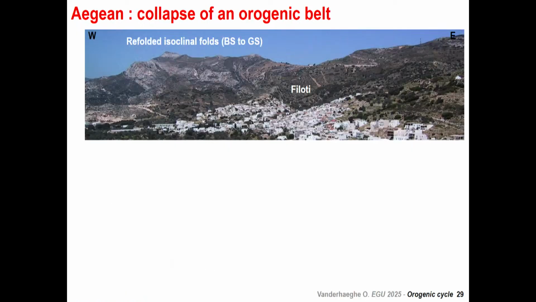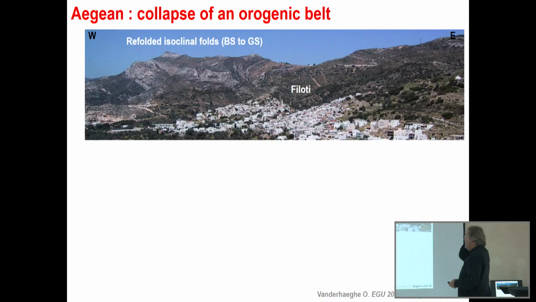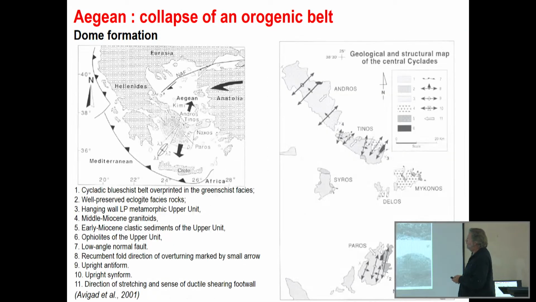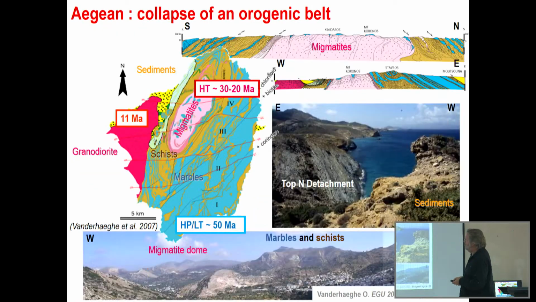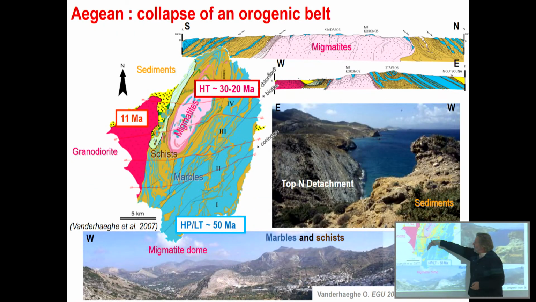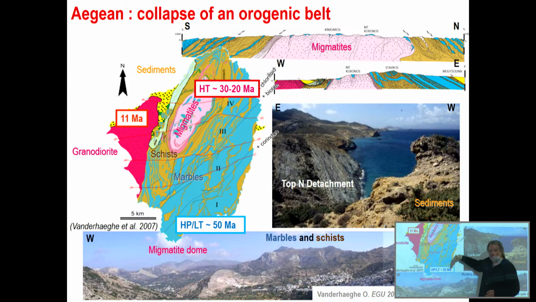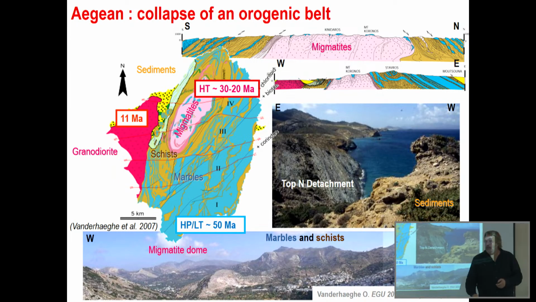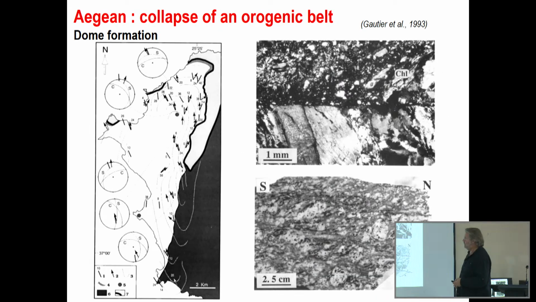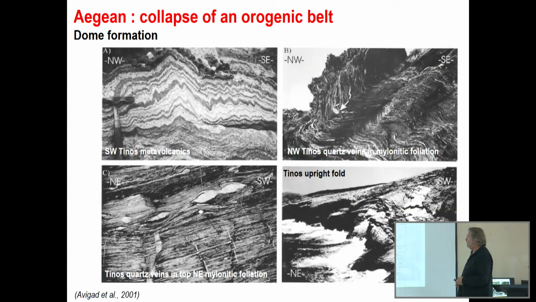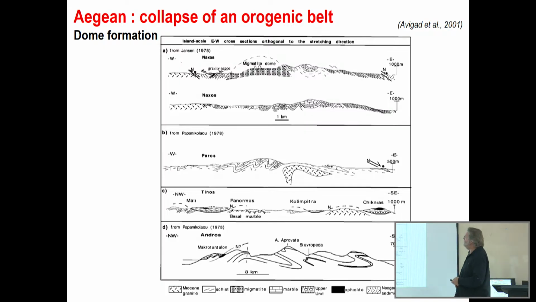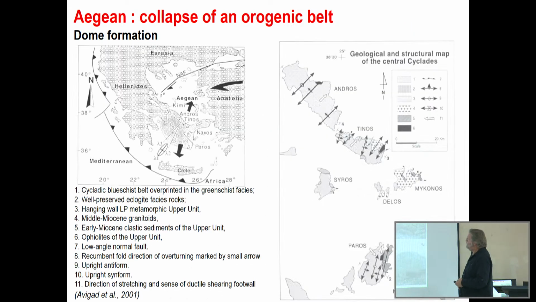So let's go with how we address that question. First we did mapping, and we identified that this at first sight might look like a monocline. No, it's marble and schist. It's actually folded three times: F1, F2, F3, as we saw for the Lavrio. And these are actually the folds that have been described. So maybe I should go through that.